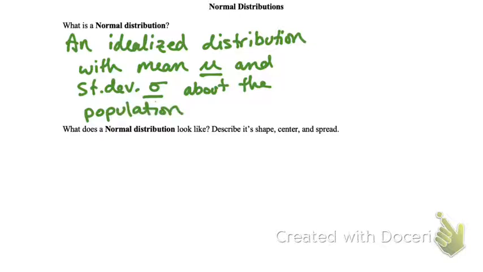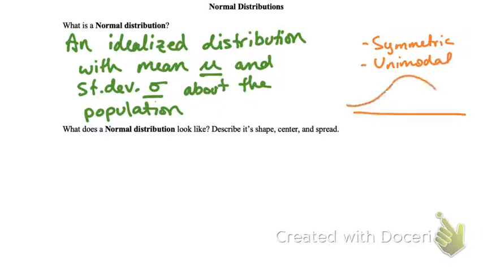Now, it has two very defining properties. It is symmetric and unimodal. Ladies and gentlemen, the normal distribution is the bell curve. It is symmetric, it is unimodal, and it looks like that guy. It's the bell curve.